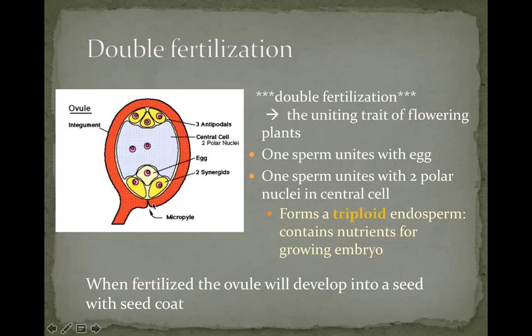When fertilized, the ovule will eventually develop into a seed with a seed coat. So this ovule will eventually become a seed, and you'll no longer have this integument. You will now have a seed coat once that's fertilized. Remember, the integument is the outermost layer, and the seed coat is also the outermost layer of that fertilized seed. But remember, it's derived from the integument of the ovule.